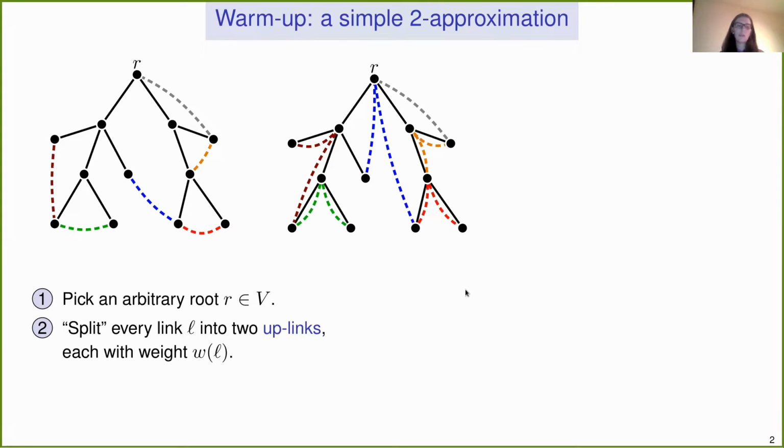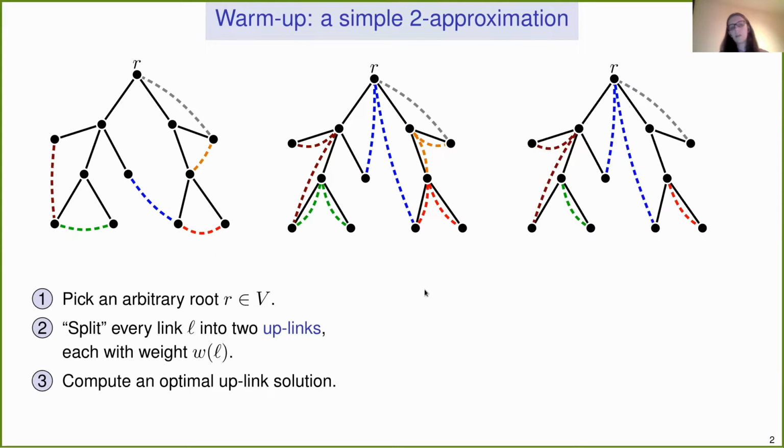It turns out that it's always possible to split a link into 2 uplinks in such a way that those 2 uplinks cover precisely the same edges that were also covered by our original link. And so by doing the splitting operation, clearly the weight of an optimum solution can increase by at most a factor 2. Now, why have we done that splitting operation?